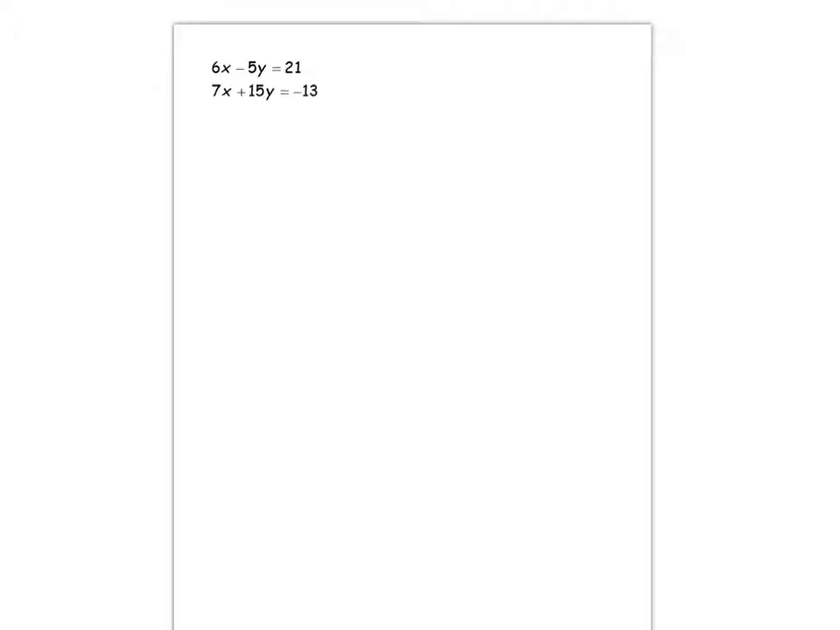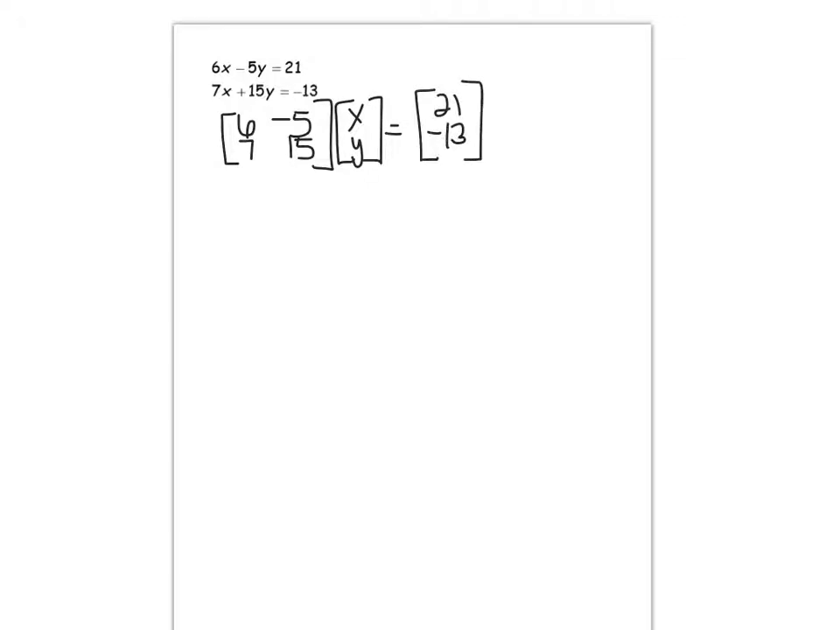So, matrix equation has a 6 and a -5 and a 7 and a 15 times x y equals 21 over -13. Alrighty, I need an inverse. So I multiply to find the determinant. So 90 and then -35. So 90 plus 35, because it's minus negative.